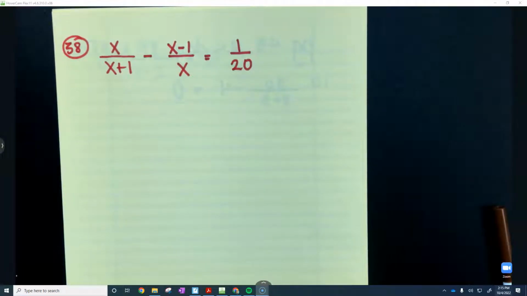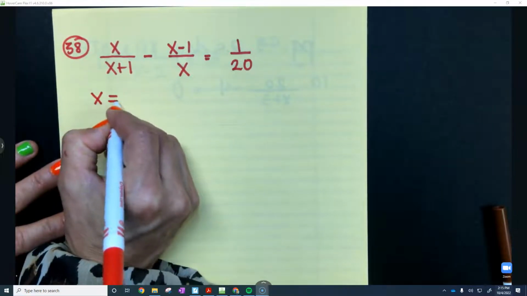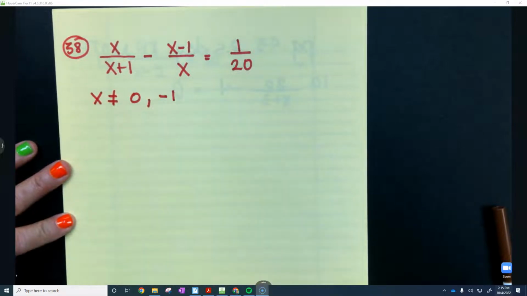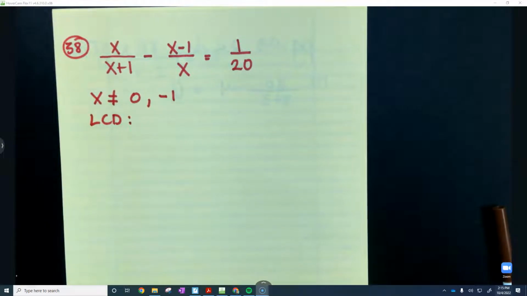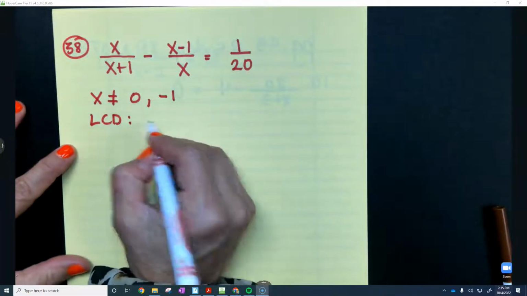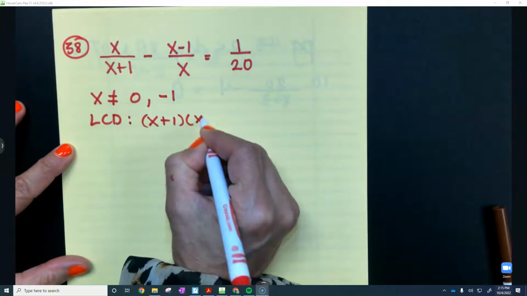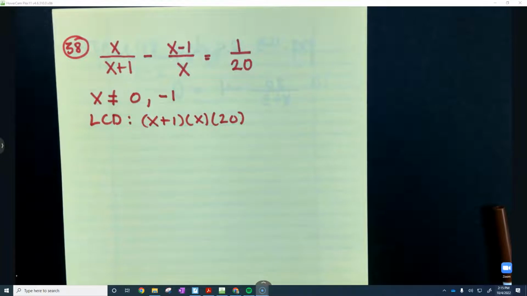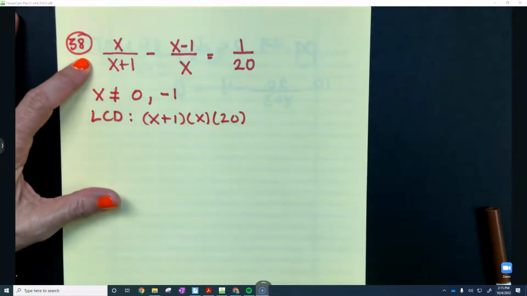We're supposed to factor it. It's already factored. Restrictions. We only have 2 restrictions. What can x not equal? 0. Very good. 0 and negative 1. All right. The LCD. This is what has been a little tricky. The least common denominator are all the denominators put together. So it's going to be x plus 1 times x times 20, because y'all, 20 is below the fraction bar too. Right, Jeffrey? All right, so we're going to multiply this by everything.